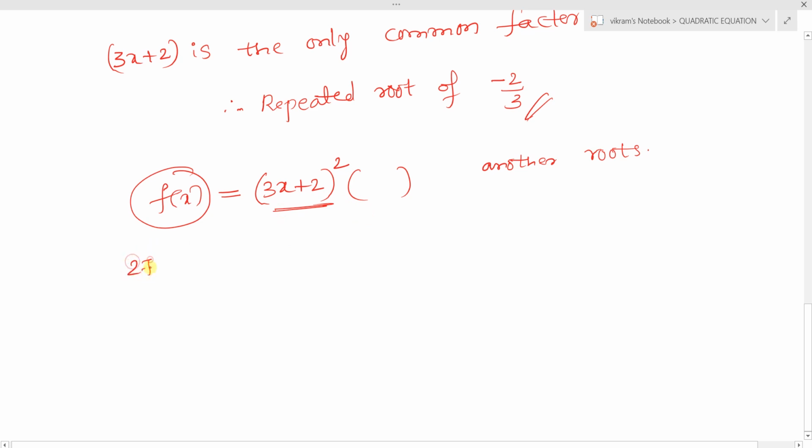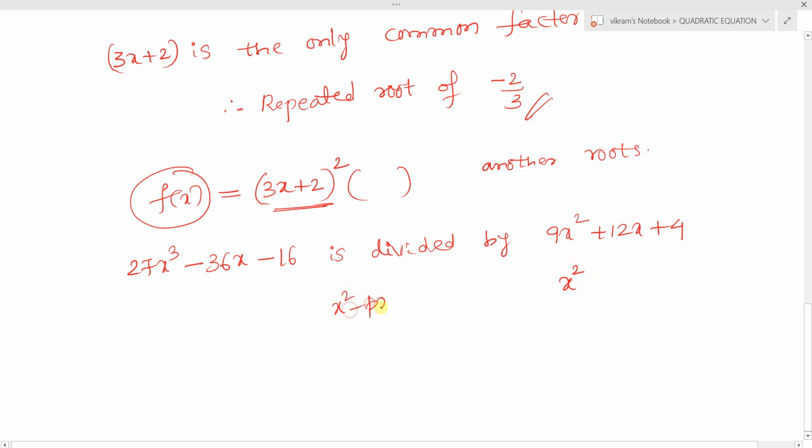Given that 27x cube minus 36x minus 16 is divided by 9x square plus 12x plus 4. This can be written as a monic polynomial in the form x square minus px minus q. If we convert that, it is x square plus 12/9 x plus 4/9. Now use the synthetic division.